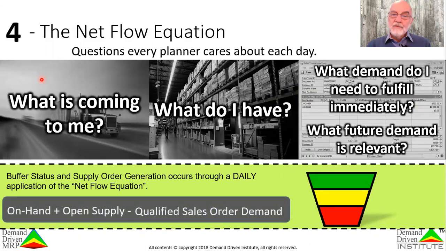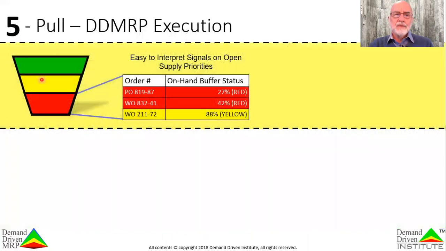And the equation is, what have I got on hand? What's coming into me? What's on open supply minus any qualified sales order demand, which is that what do I ship today, in the past, or do I have any relevant future demands I need to take into account? This then gives me a figure, and if that net flow position puts me below the green zone, i.e. in the yellow zone or the red zone, then I simply get a supply order recommendation up to the top of the green zone. It's as simple as that.